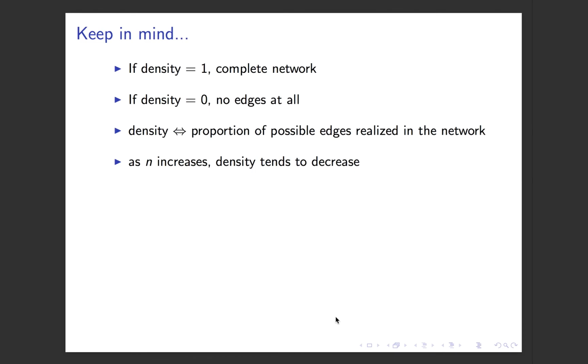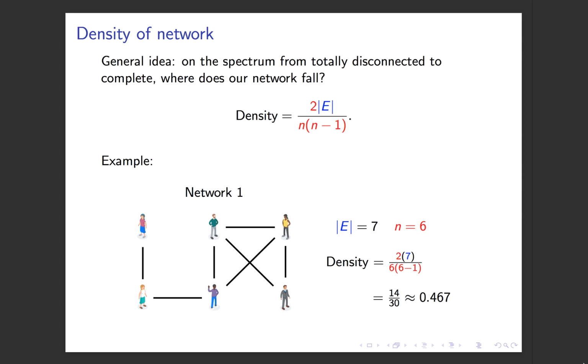A couple of things to keep in mind when you're looking at the density metric. If your density equals 1, you know that you have a complete network. If your density equals 0, there are no edges at all. This is called a totally disconnected network. You can interpret density as being the proportion of possible edges realized in the network. In our previous example, we saw that the density of network 1 here is 0.467. That means roughly 46.7% of all the possible edges actually occur in the network.